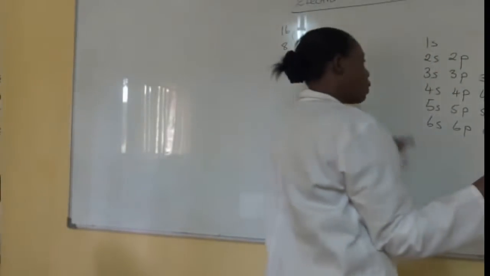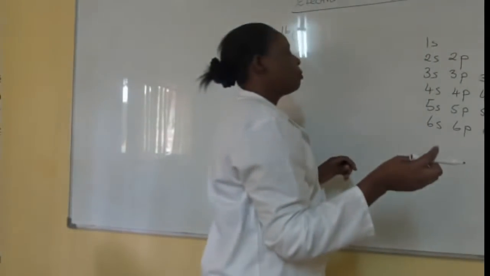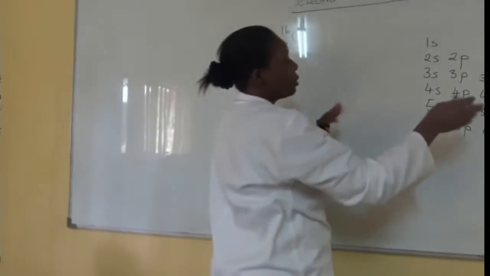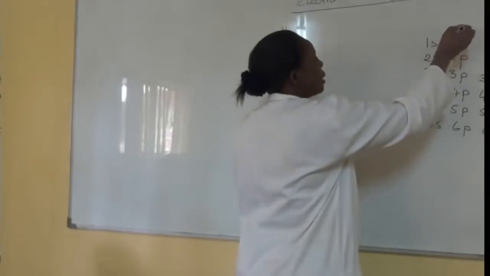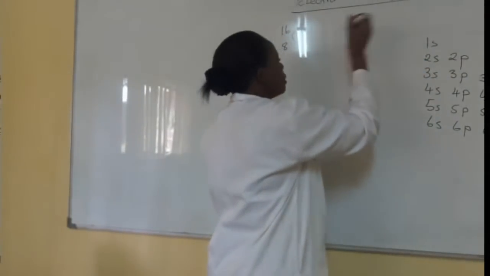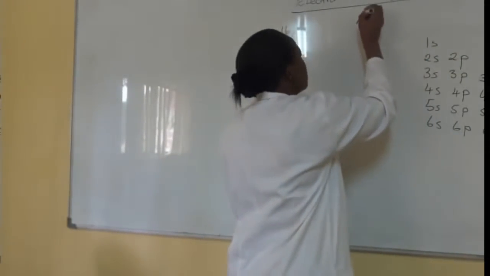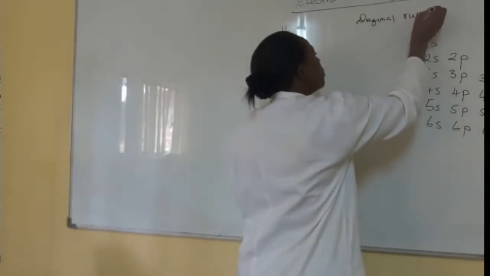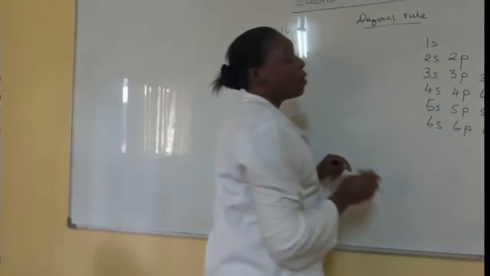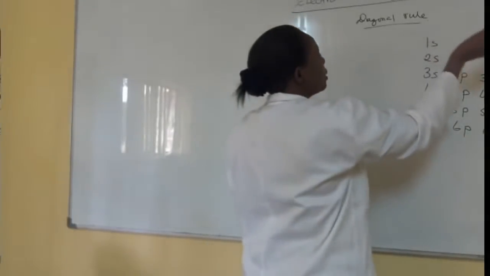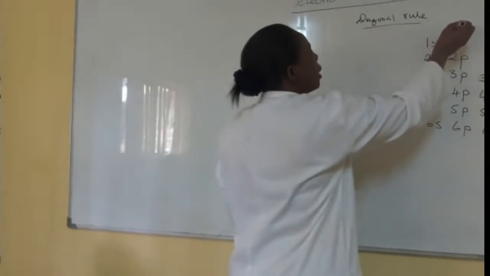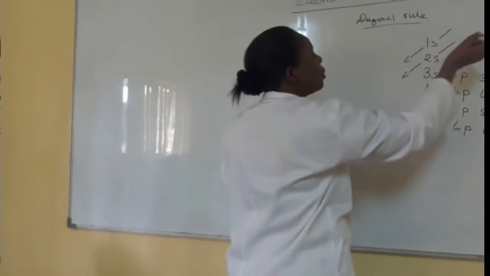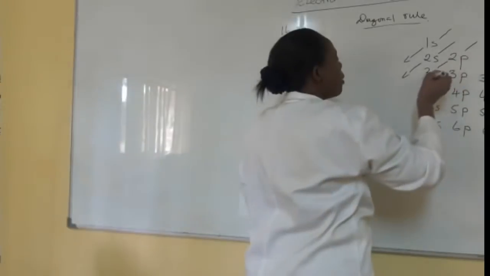Okay. So depending on your number of electrons, you write your orbital diagram in accordance to that. So the simple guide is to use what is known as the diagonal rule on your orbital diagram. And what does this rule state? You fill electrons following these diagonal arrows.